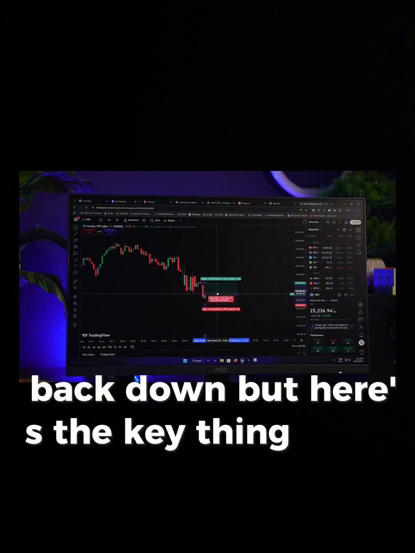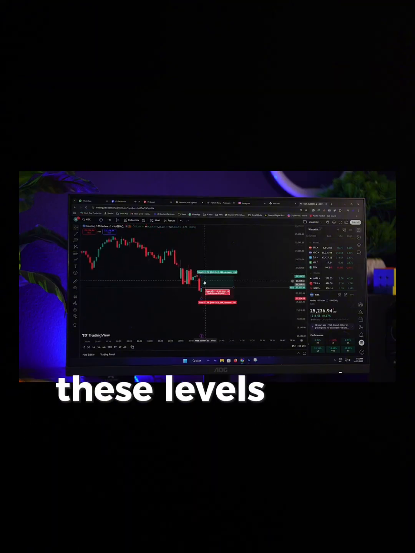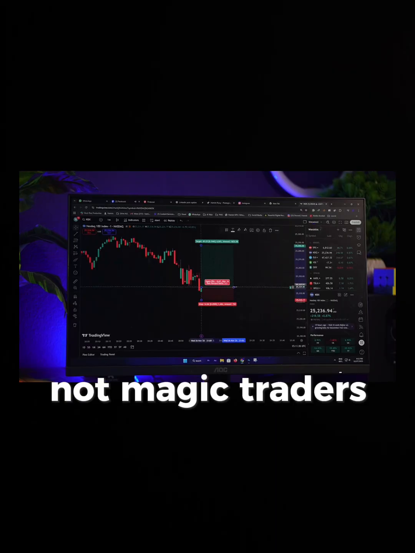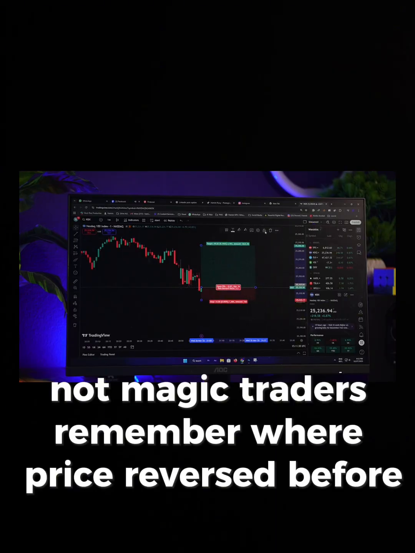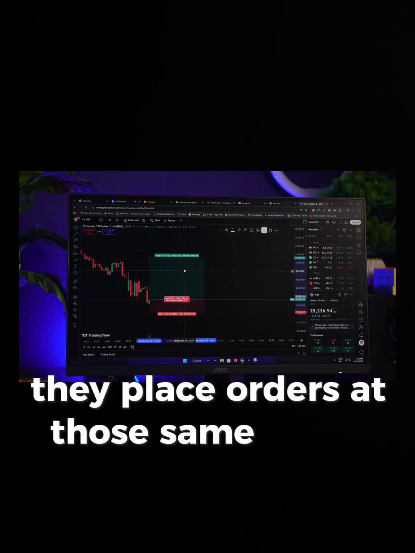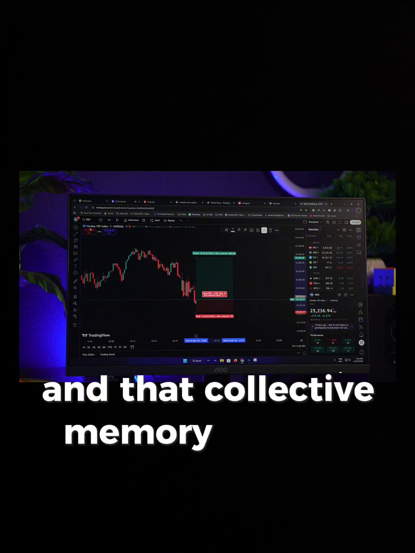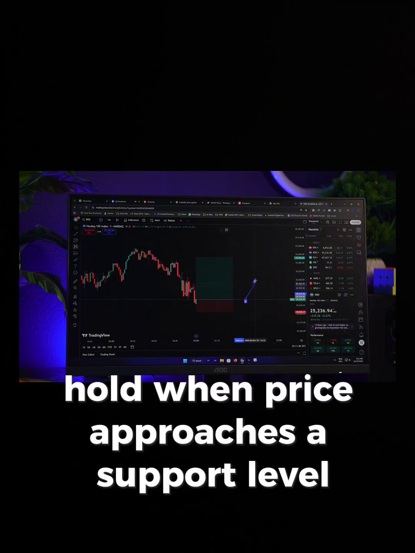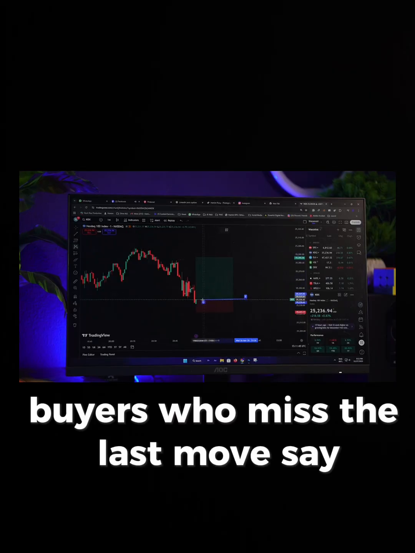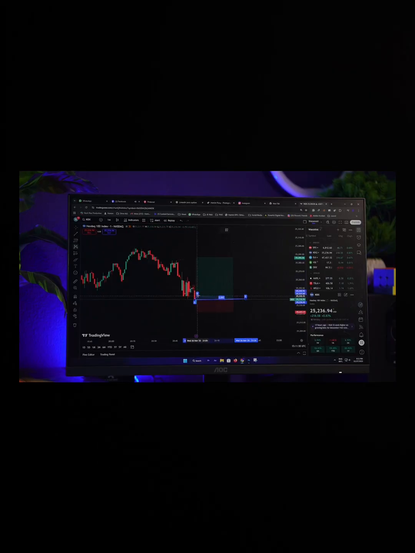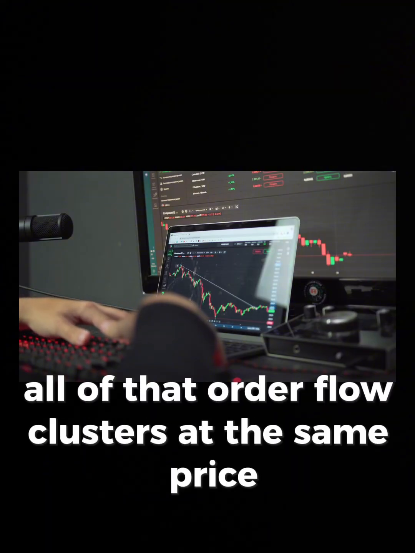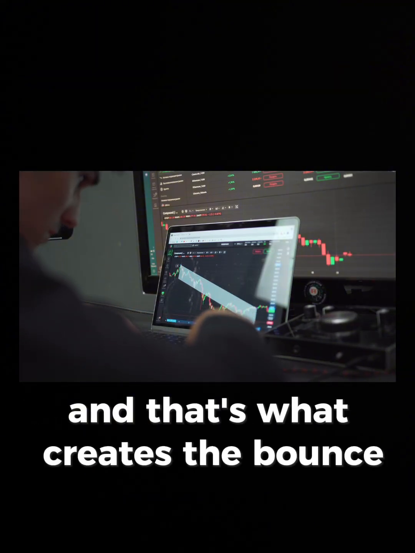But here's the key thing most beginners miss. These levels exist because of human psychology, not magic. Traders remember where price reversed before. They place orders at those same levels again. And that collective memory is what makes the levels hold. When price approaches a support level, buyers who missed the last move say, "I'll buy here if it comes back." Sellers who bought at the bottom say, "I'll take profit here." All of that order flow clusters at the same price, and that's what creates the bounce.